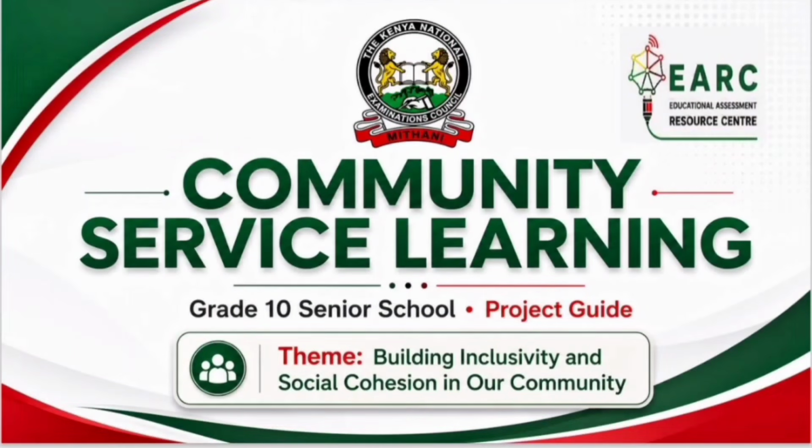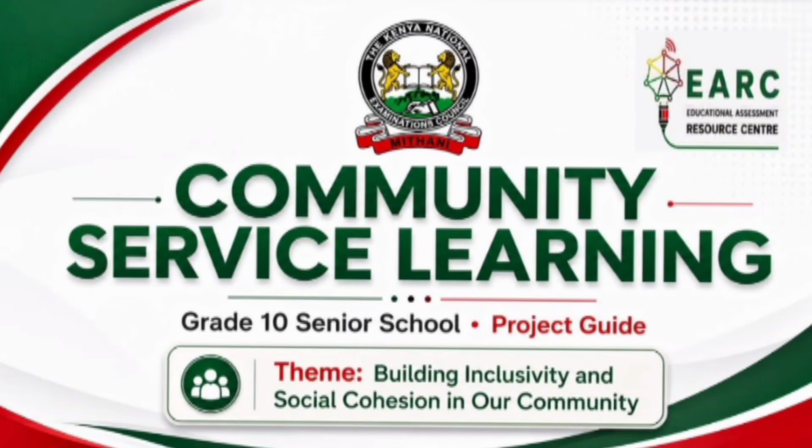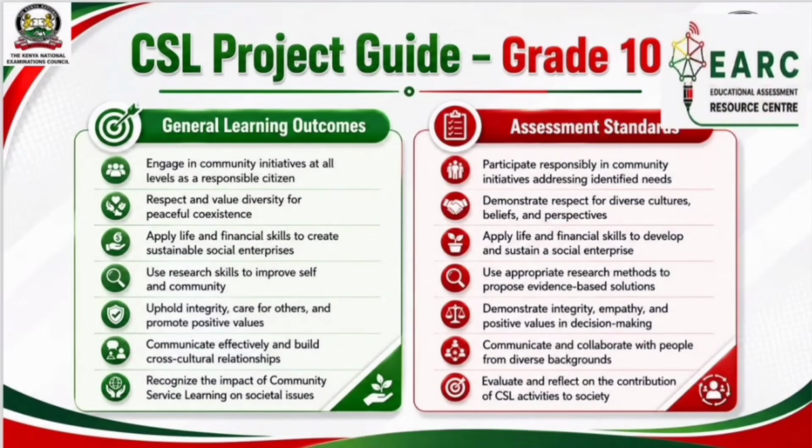Welcome. Today we are looking at the project overview for CSL, that is Community Service Learning. This guide is for grade 10 students. The main theme is community inclusivity. It teaches social cohesion and unity. The learning goals are that students learn to help their communities. They learn to respect different cultures.